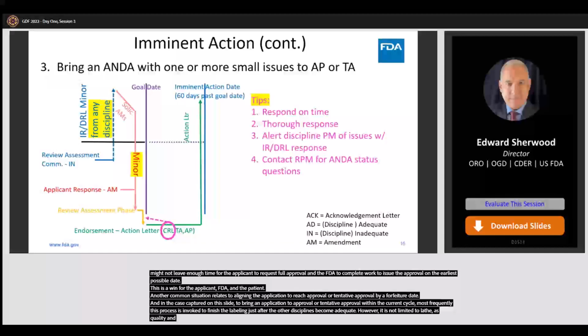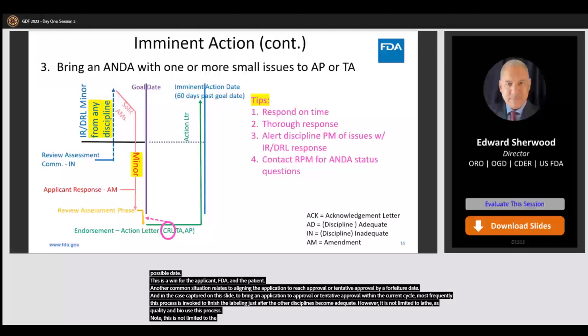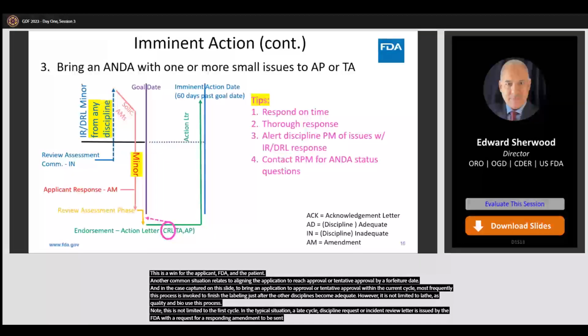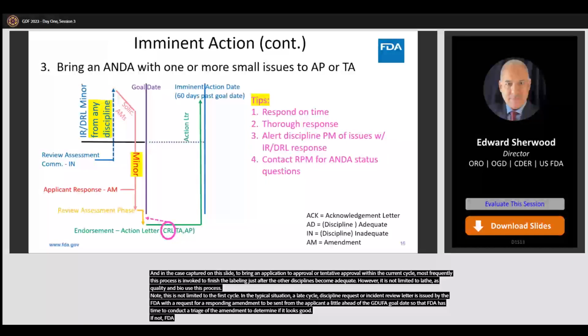In the typical situation, a late cycle information request or discipline review letter is issued by FDA with a request for a responding amendment to be sent from the applicant a little ahead of the GDUFA goal date so that FDA has time to conduct a triage of the amendment to determine if it looks good. If not, FDA will try to quickly convert that to a complete response letter within the terms of the commitment letter.